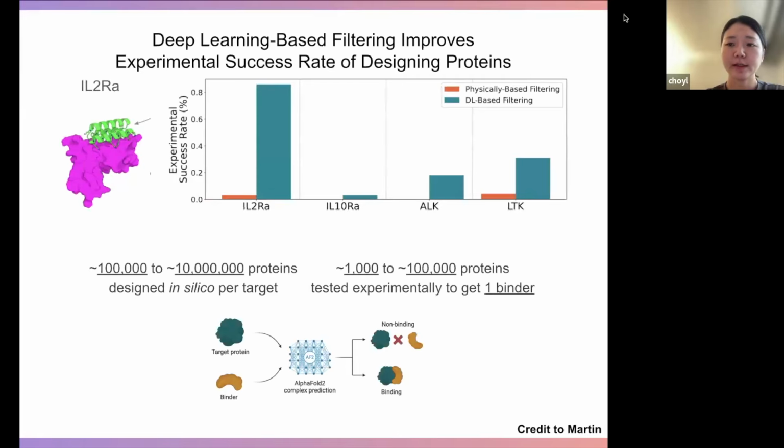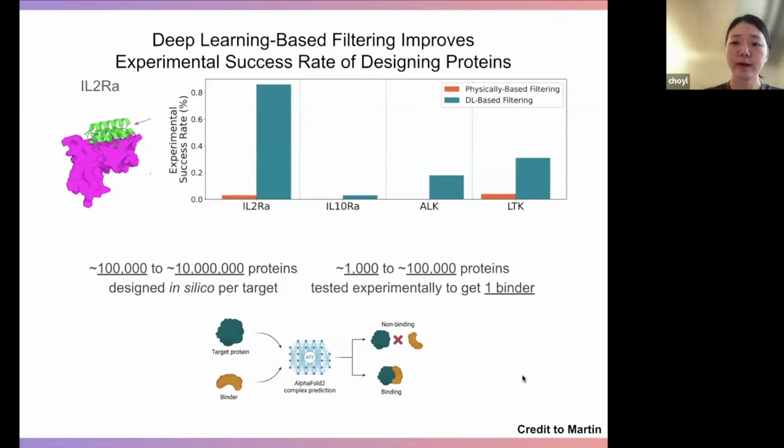I think, as you already know, deep learning-based filtering really improves the experimental success rate of designing proteins. For example, before AlphaFold 2 came out, people mostly used physics-based filtering methods like Rosetta. That usually required people to generate 100,000 designs, filter them with a physics-based in silico method, and then experimentally test 1,000 to several thousand proteins to get just one binder.